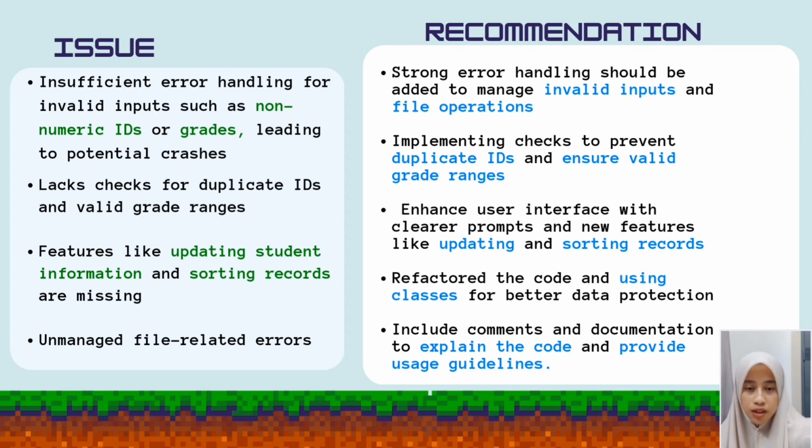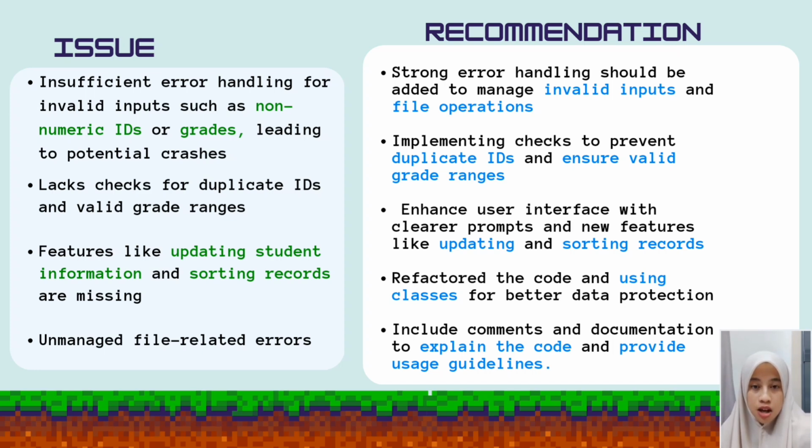And the third one is missing features. Essential features like updating student information and sorting records are missing. The fourth one is file-related errors. The system also has unmanaged file-related errors which need attention. Now, moving on to the recommendations to address these issues. The first one, enhanced error handling. Strong error handling mechanisms should be implemented to manage invalid inputs and file operations effectively.